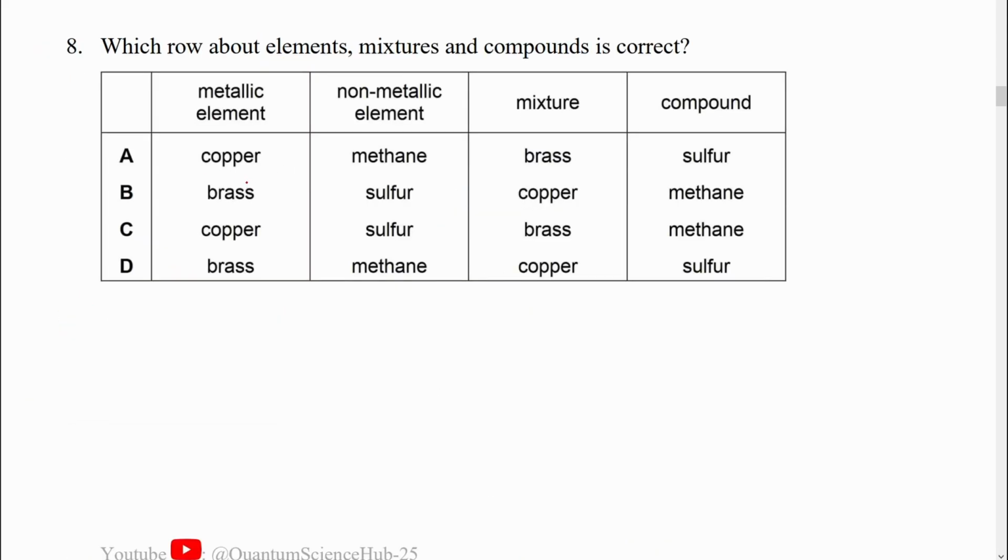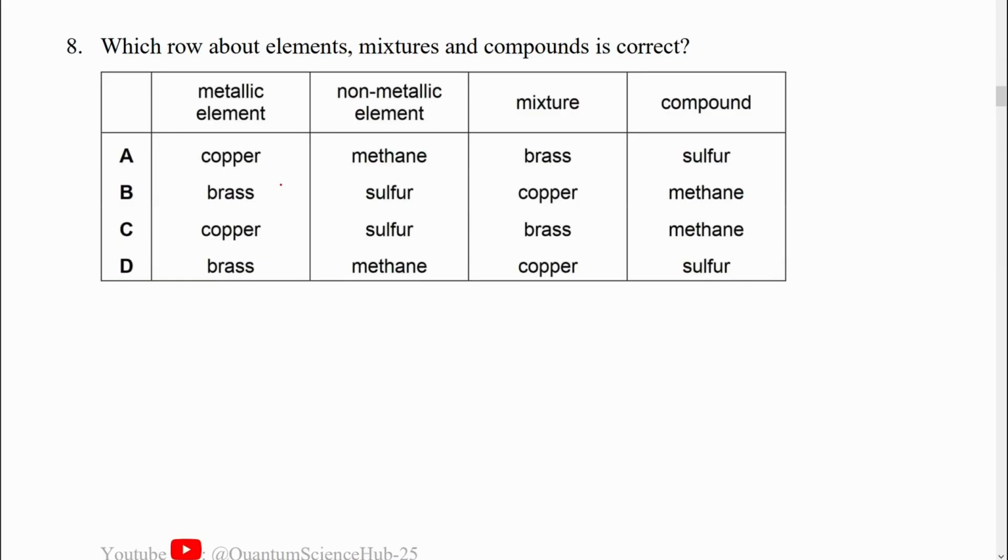Question 8. Which row about elements, mixture, and compound is correct? Okay, so in this option, we have copper, methane, brass, and sulfur. Since we are still in chapter 2, I assume that you don't know what methane and brass are. So in this case, I will just analyze by using copper and sulfur.